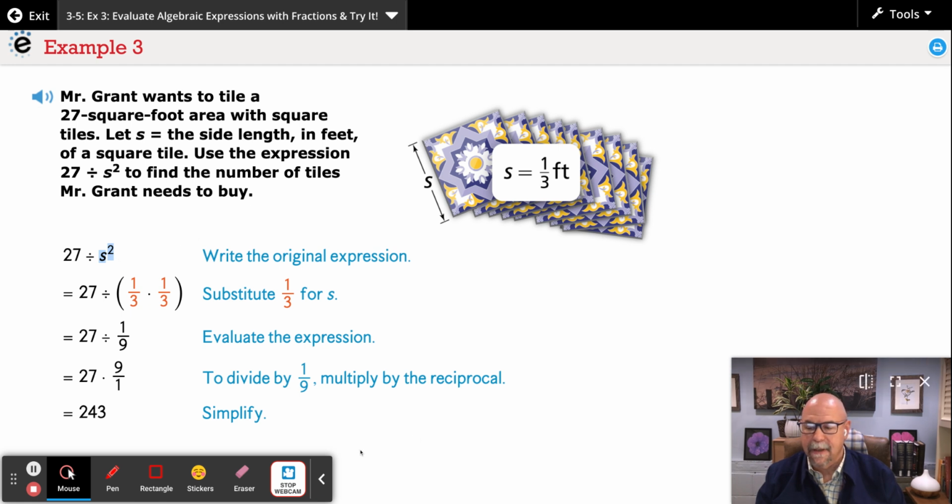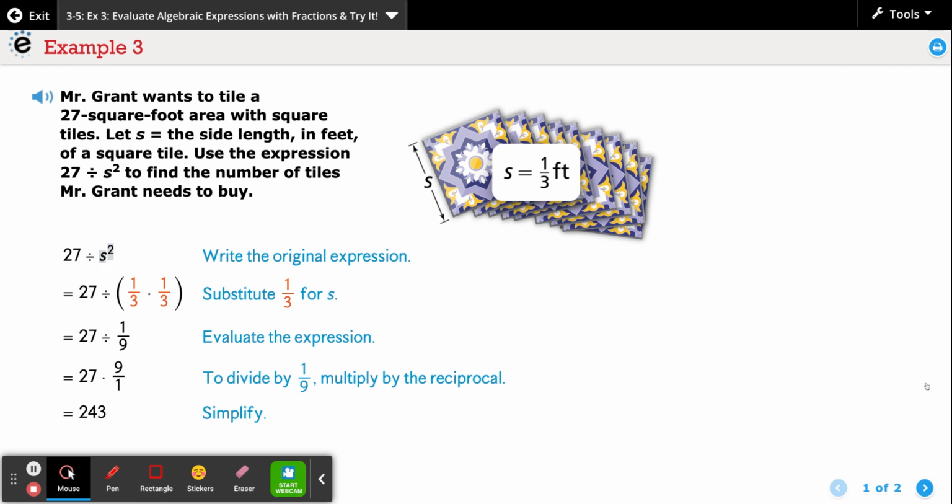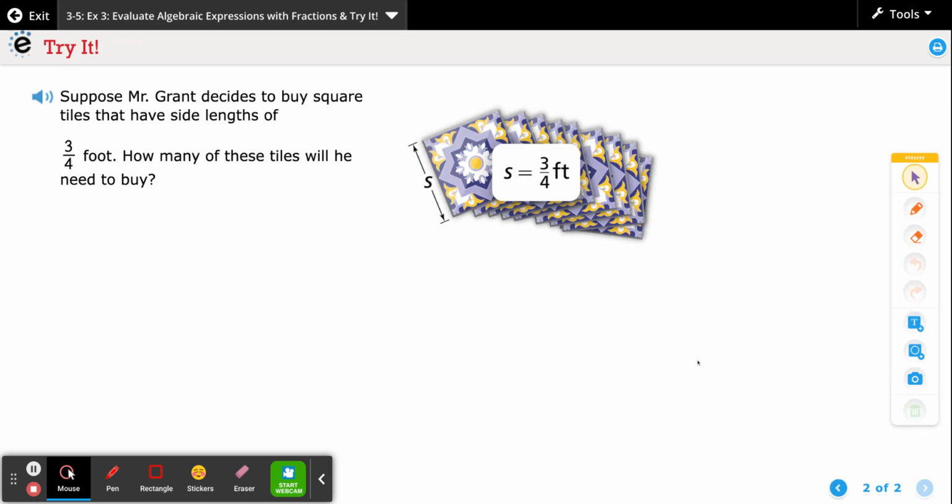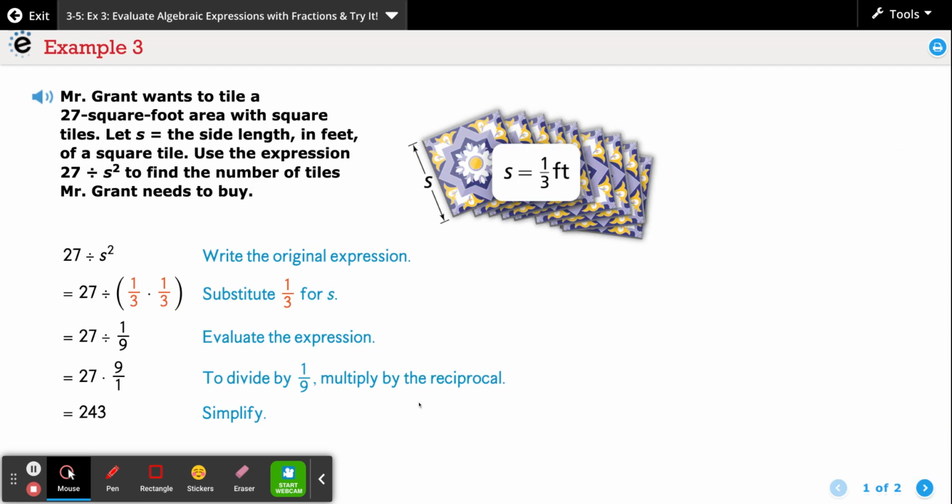So let's see. Here we go. Oh, let's go back. So they took the 27 divided by s squared. They squared that 1/3 first, became 27 divided by 1/9. And then they kept change flipped. 27 times 9/1 equals 243. They need 243 tiles that measure 1/3 foot on each side to cover 27 square feet.